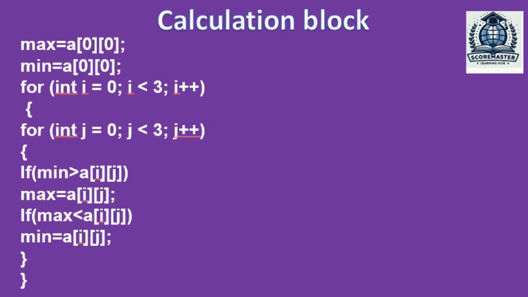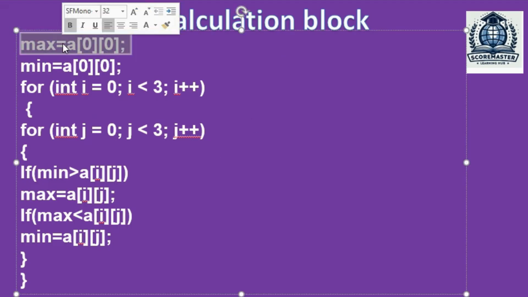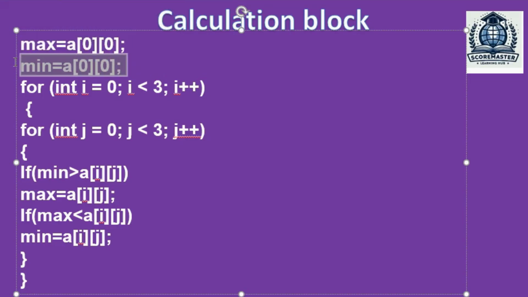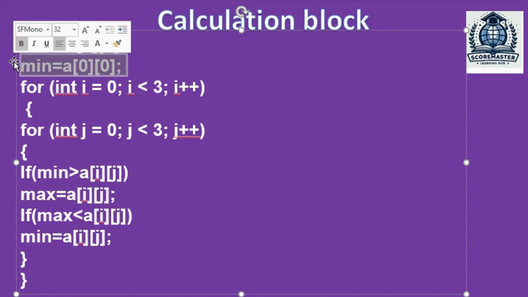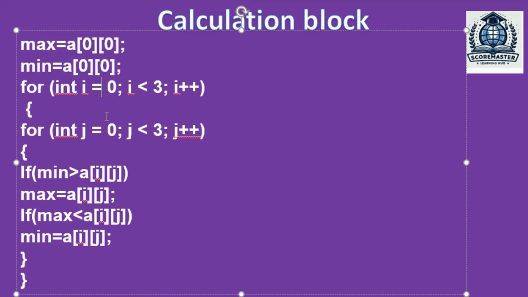Now the next block is to do the calculation. Because I am taking maximum and minimum, I am making the first element of the array max is equal to a of 0 0, and min is equal to a of 0 0, so that I can do the calculation. Again, I take the loop from 0 to 3, 0 to 3. Then I am doing the comparison.